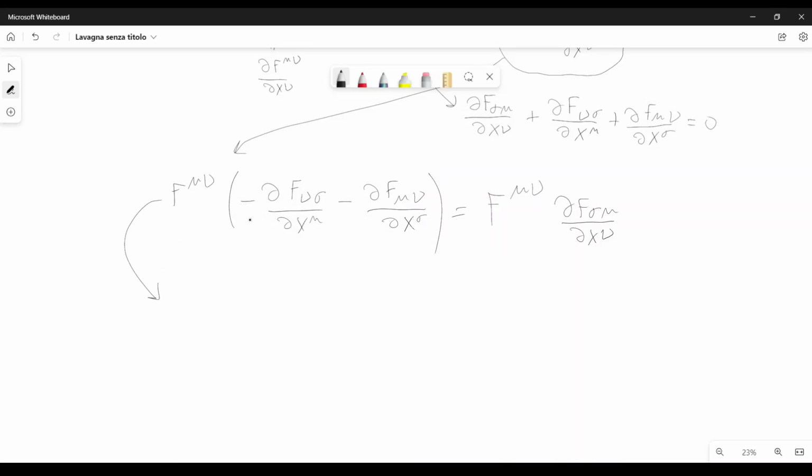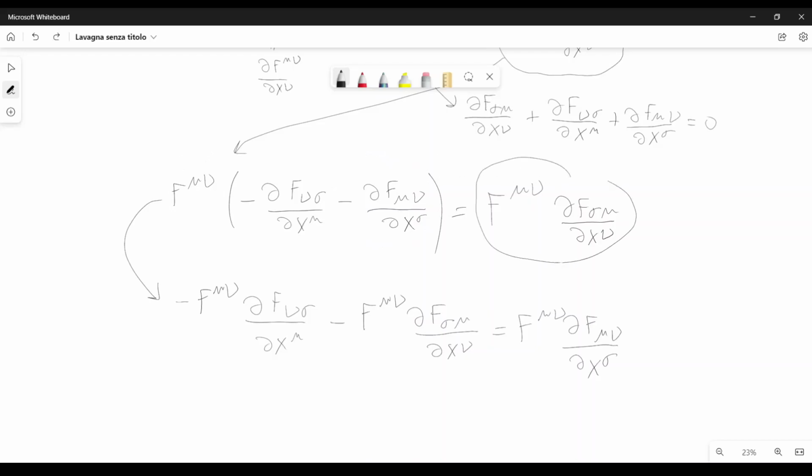We can simply rewrite it like this. We have minus f mu nu times derivative of f nu sigma with respect to x mu. Then we have minus f mu nu times derivative of f sigma mu with respect to x nu equal to f mu nu derivative of f mu nu with respect to x sigma. So I have put this term multiplied by this term on the right, whereas this term here I have put on the left.